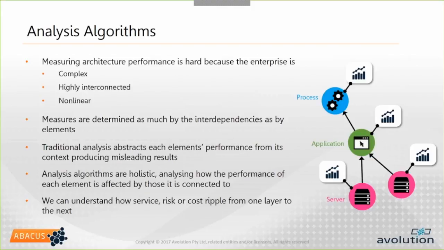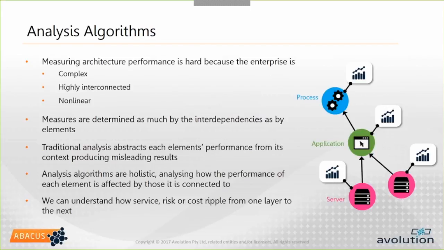And this is because those performance measures are determined as much by the interdependencies between the elements as by the elements themselves. And this is where a lot of traditional analysis falls down, because it tends to abstract out the performance of each element or each part of the architecture from its context. So we might look at, for example, the cost of infrastructure in isolation, or the cost of application in isolation, without understanding how the costs are influenced by the other layers of the architecture. And this can often lead to misleading results. It can lead to massive underestimation of the impacts of doing a piece of work. It can lead to misidentifying benefits, potentially.